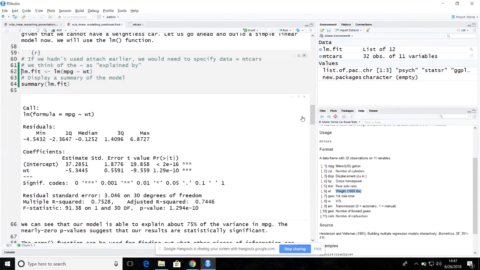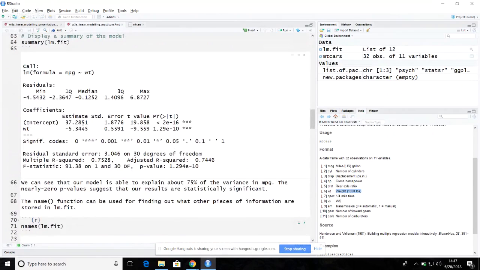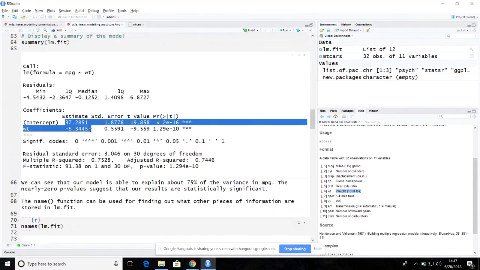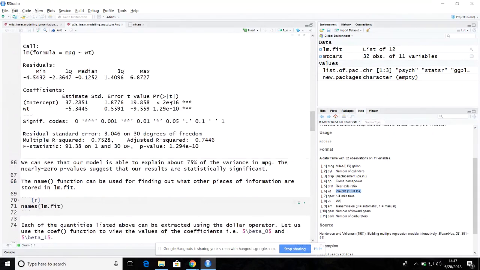If we run this, it gives us information about our model. Here are the values for intercept and weight. Let's take a look at the values. The first thing you can notice is the R squared, which we talked about earlier. It means that we're able to explain about 75% of the variance in our response, that is MPG, which is not too bad.